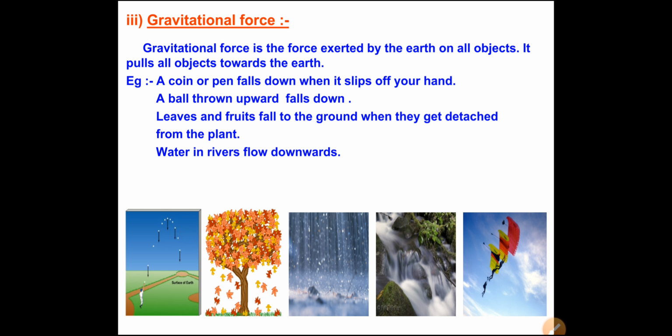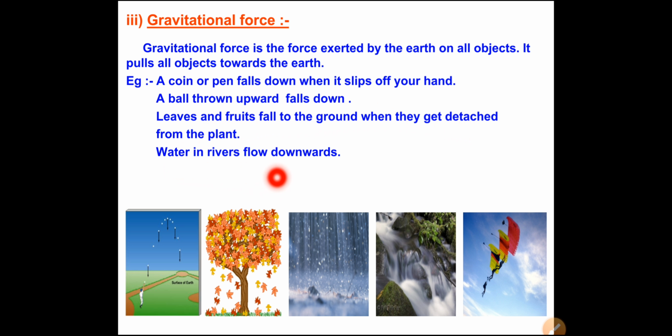Here the coin or pen falls down when it slips off your hand. Again, this is an example of a kite. This kite which is flying high in the sky also falls downwards. Even if you are drinking water from a glass tumbler and it slips from your hand, then definitely it falls down and breaks into pieces. When you throw a ball upward, after some time it comes down. Leaves and fruits fall on the ground when they get detached and separated from the plant.